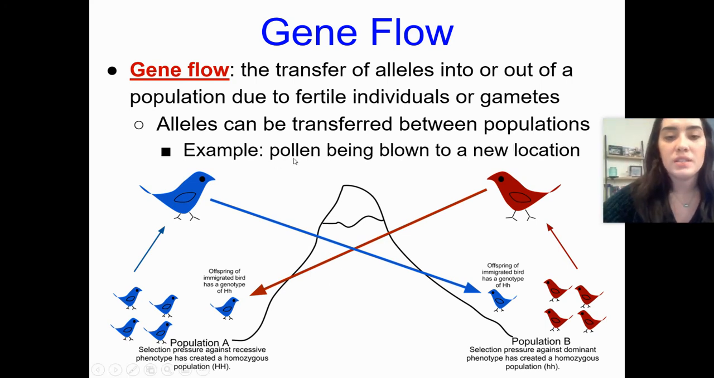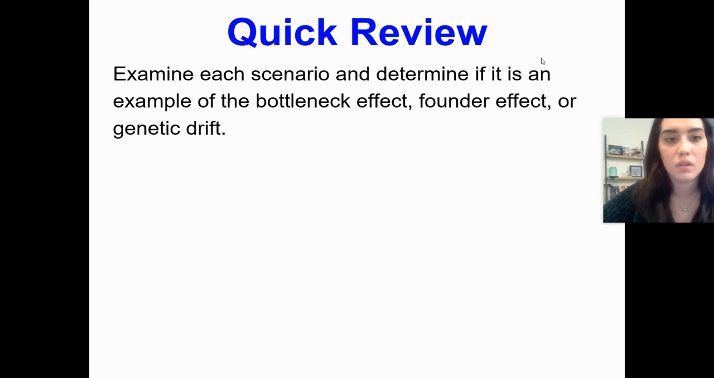All right, so an example would be that the pollen being blown to a new location will transfer the alleles from that population to the population maybe across the pond. I don't know, but then it'll increase the diversity over there.